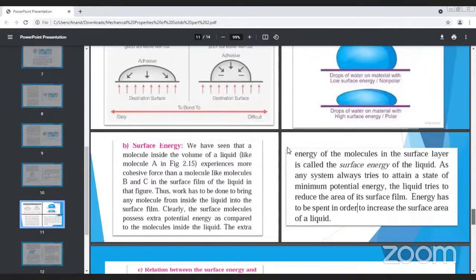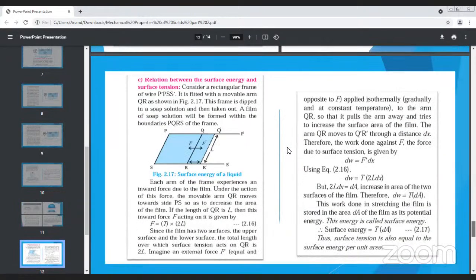Now, the relation between surface energy and the surface tension. Now see, what is the relation between surface energy and the surface tension? This one is the derivation. See, consider a rectangular frame, that is P dash, P, S, and S dash. This one is one of the surface films. That is a rectangular frame of width Y, fitted with a movable arm, that is QR.